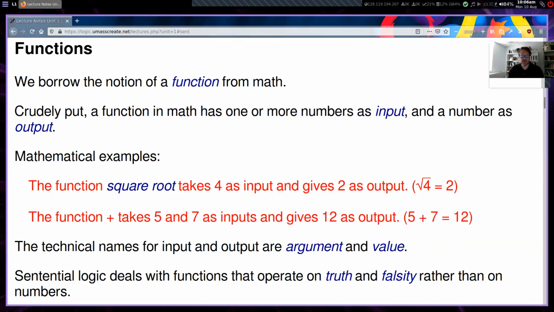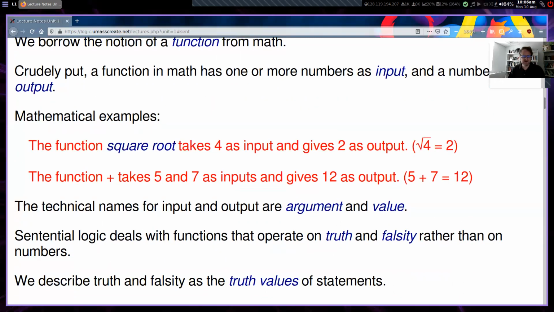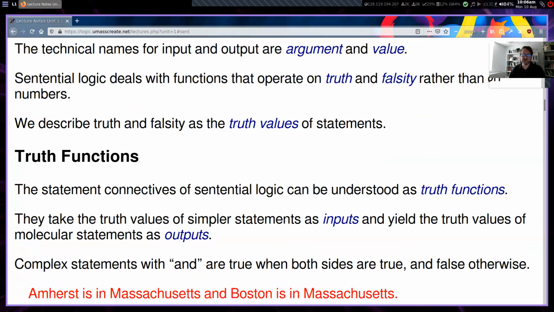So the function square root, for example, will take 4 as input and give you 2 as output. So that 4 goes into the function and 2 comes out. The addition function has 2 inputs. If it takes 5 and 7 as its inputs, it yields 12 as its output. So the inputs are called the argument and the output is called the value. Now those are functions that deal with numbers. In logic, we don't deal with numbers, we deal with truth and falsity. So our functions are actually simpler because rather than taking the infinite number of different numbers as possible inputs and outputs, our inputs are just truth and falsity.